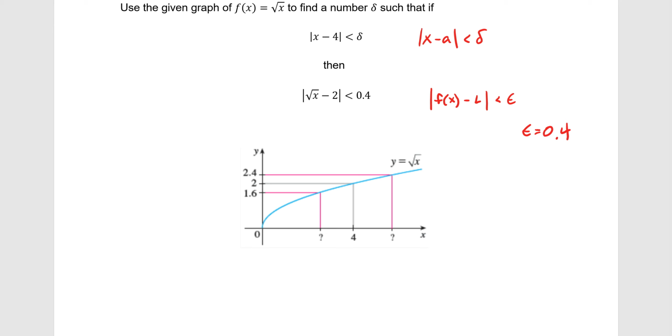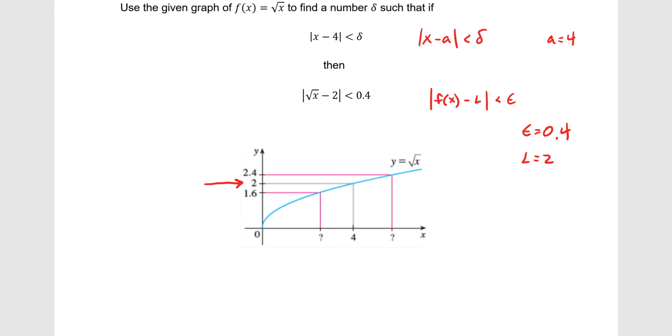And here is our limit. Our limit is 2. So it's very important to know this setup so you can figure out what epsilon is and what your limit is. And while we're up here, I'm just going to say a equals 4. Okay, so now we can see what it means graphically.